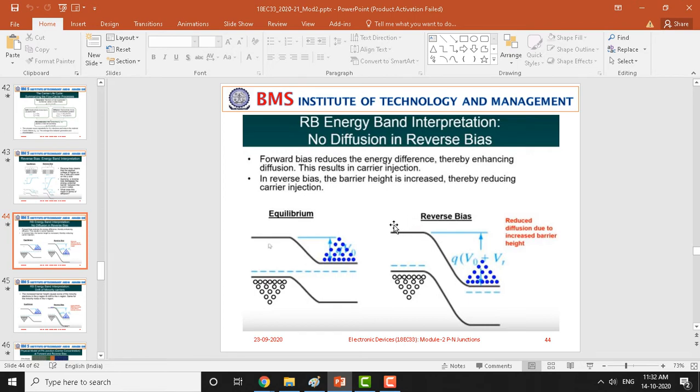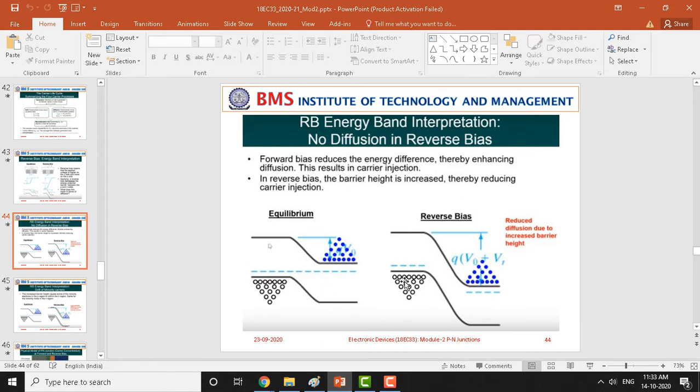The reason is minority charge carriers: first of all, they are less in number, electrons on the p side, holes on the n side. So the drift cannot create a large current, that means large electron flow from the p side to the n side, or holes from the n side to the p side. Therefore this current, the electron current or hole current, is independent of the reverse voltage that we applied. When you keep increasing the voltage, the barrier may decrease or increase, but this electron movement from p to n or hole movement from n to p is always constant.